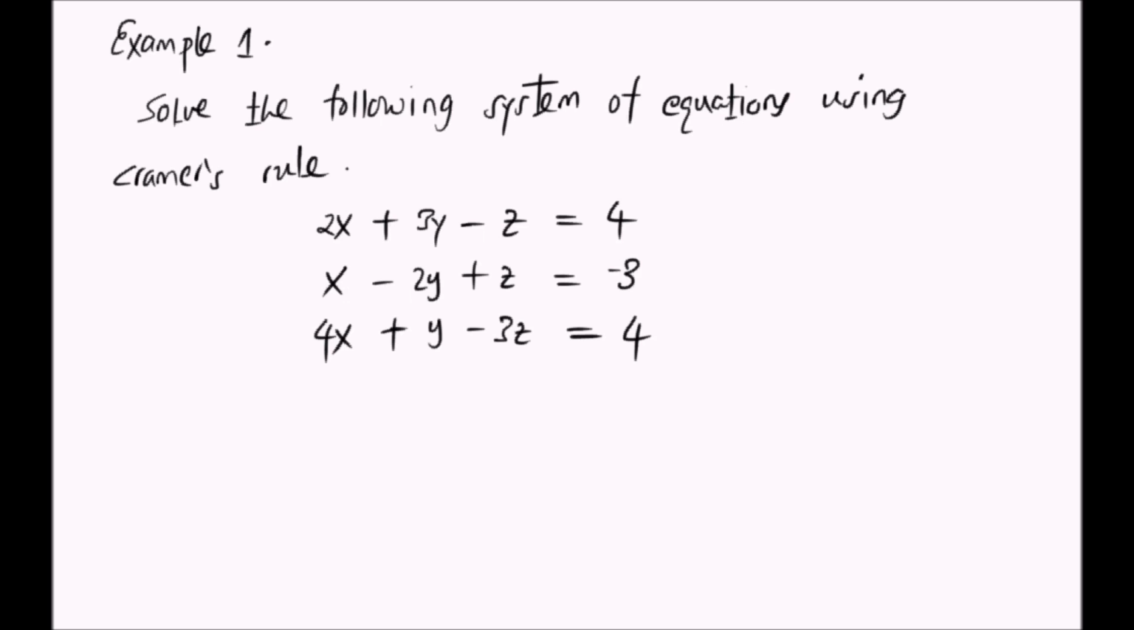So in this tutorial we'll learn how to use Cramer's rule to solve a system of equations which has three unknowns. So check out example 1. Example 1 says solve the following system of equations using Cramer's rule. So we have three equations. The first one is 2x plus 3y minus z is equal to 4. The second one is x minus 2y plus z is equal to negative 3. And the last one is 4x plus y minus 3z is equal to 4.